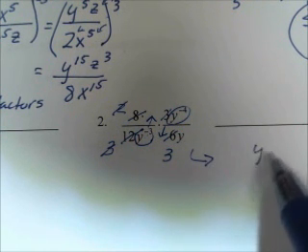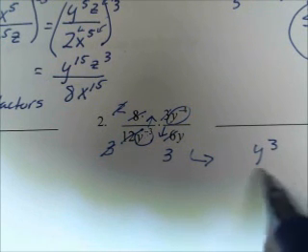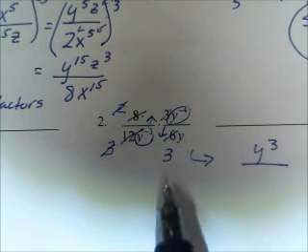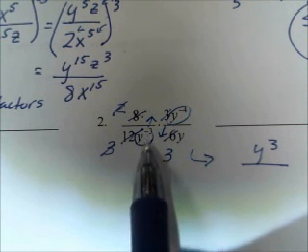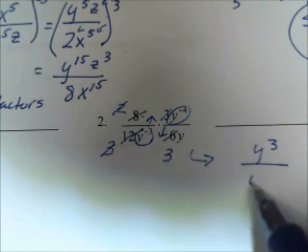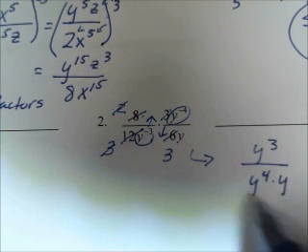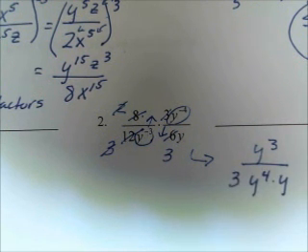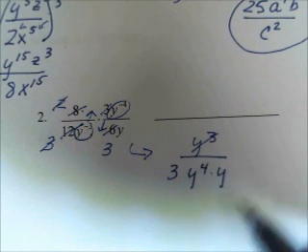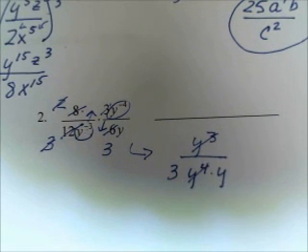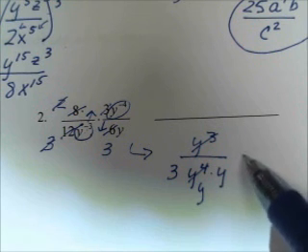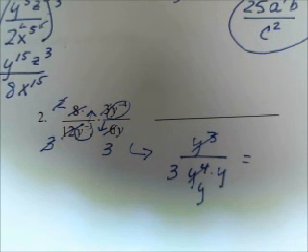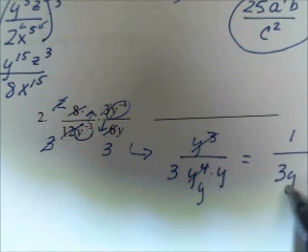I would have y to the positive 3 over, I have this number 3, and this y to the negative 4 has been pushed down to y to the positive 4 times y. This y to the third can divide out with y to the fourth, leaving you with a y. So we're left with 1 over 3y squared.